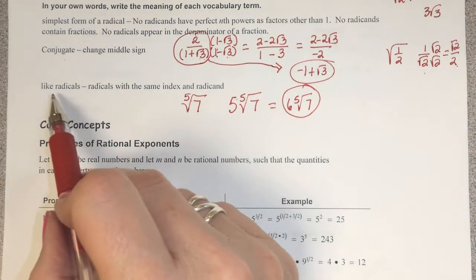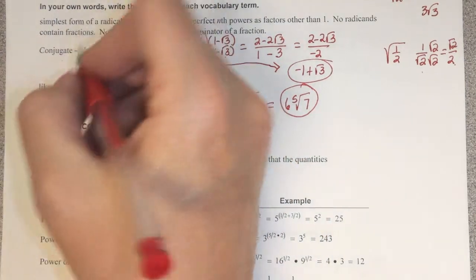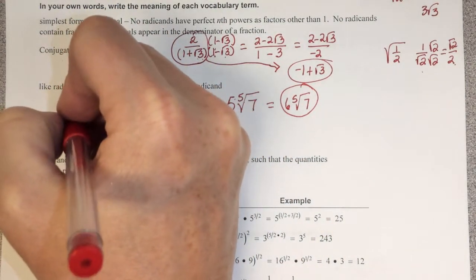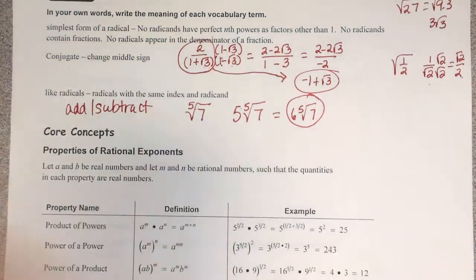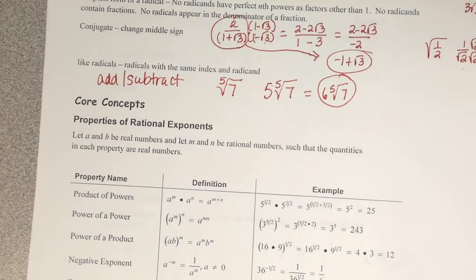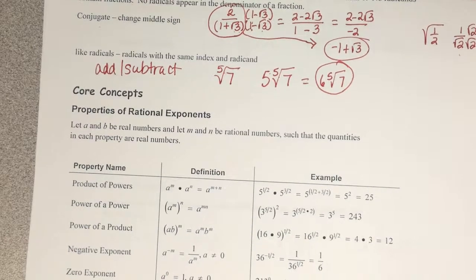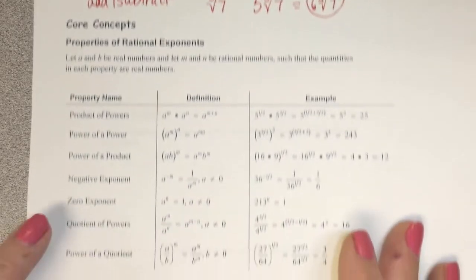See, here's the thing. I must have like radicals in order to add or subtract. It doesn't matter, though, if I'm multiplying and dividing. I can multiply and divide no matter what types of radicals I have. Like radical 2 times radical 3 is radical 6. They're not like radicals, but I can still multiply them.